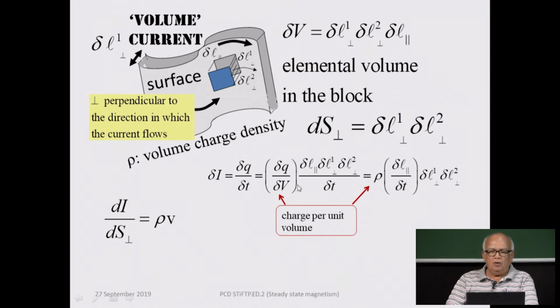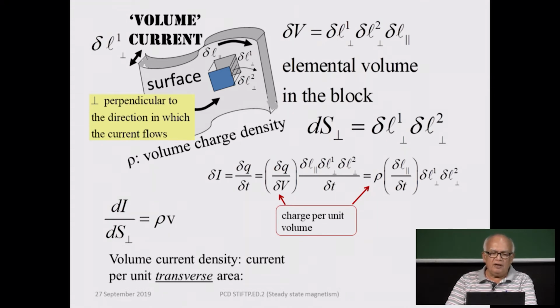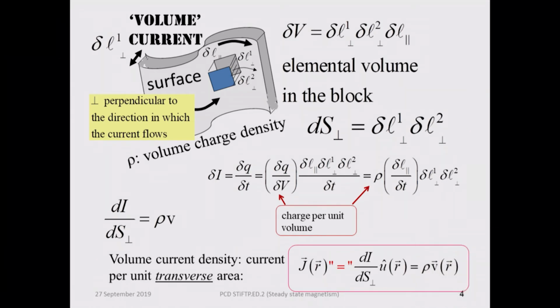Okay? So, if you now divide both sides by delta L1 and delta L2, which is the cross-sectional area orthogonal to the direction of motion, then di by ds perpendicular will give you rho v, and you can tag a unit vector to that, so that you pick up the velocity vector itself, and you get the current density per unit transverse area. Okay, so this is the current density, current per unit transverse. Transverse means it is perpendicular to the direction in which the charges are moving.